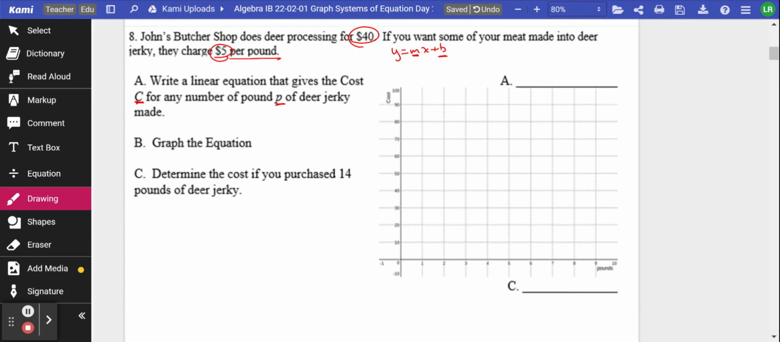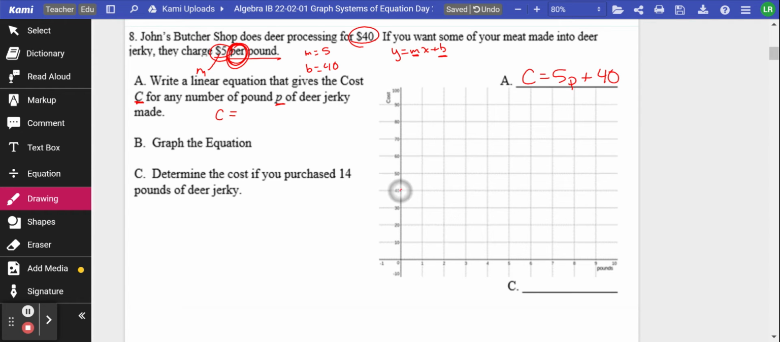And remember, there's a key word that we look for. We only have two numbers here. The key word that is found is the word per. The word per helps us see that this 5 is actually our slope. So I know my slope is 5. My rate of change is $5 per pound. And then our starting cost is that $40 processing fee. So that's the y-intercept. So I would have C equals 5P plus 40.